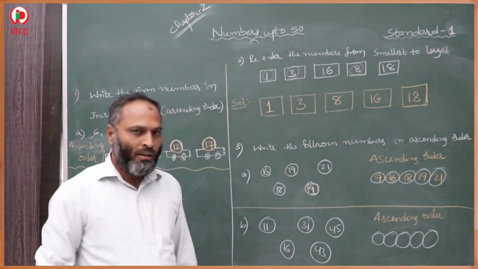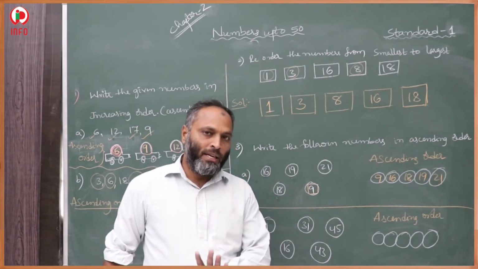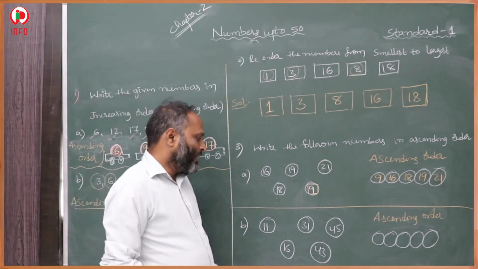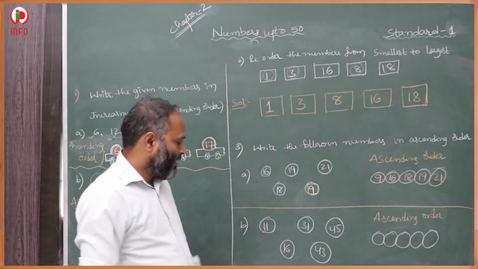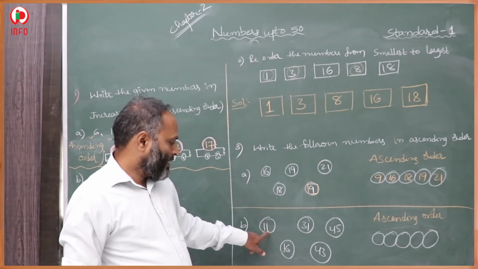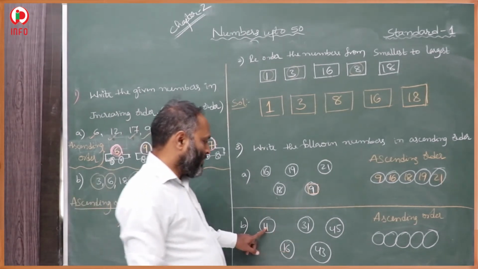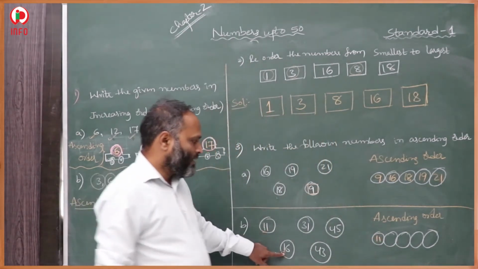First we have to check whether any single digit number is there. No, nothing. All are double digit numbers only. In the two digit numbers, in these two, tens place 1 is there. First we compare these two. In 11 and 16, in the ones place 1 is there, and in the ones place 6 is there. So 11 is smaller. Then after that 16 will come.